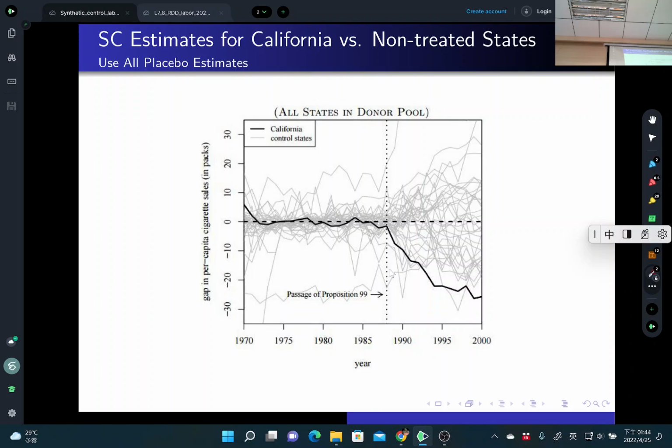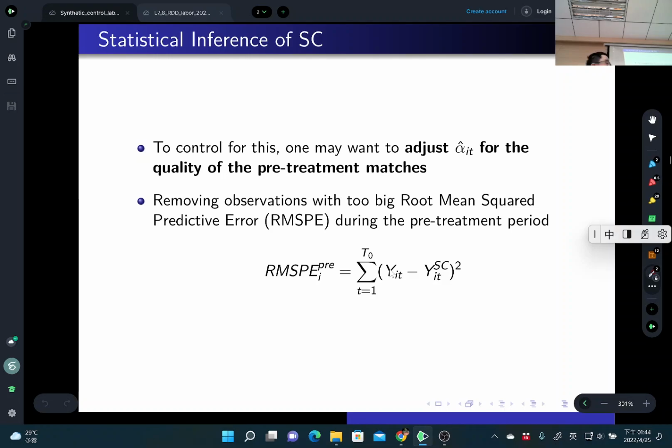For this example, we find that California is very negative compared to others. But you can see there are still some placebo estimates more negative than California's. But these estimates may not be really reliable because their pre-treatment matching quality is not good. For example, this line becomes this, but before treatment happened, we did not use the synthetic control method to create a good synthetic unit for this non-treated unit. So usually we will eliminate such estimates based on some criteria.